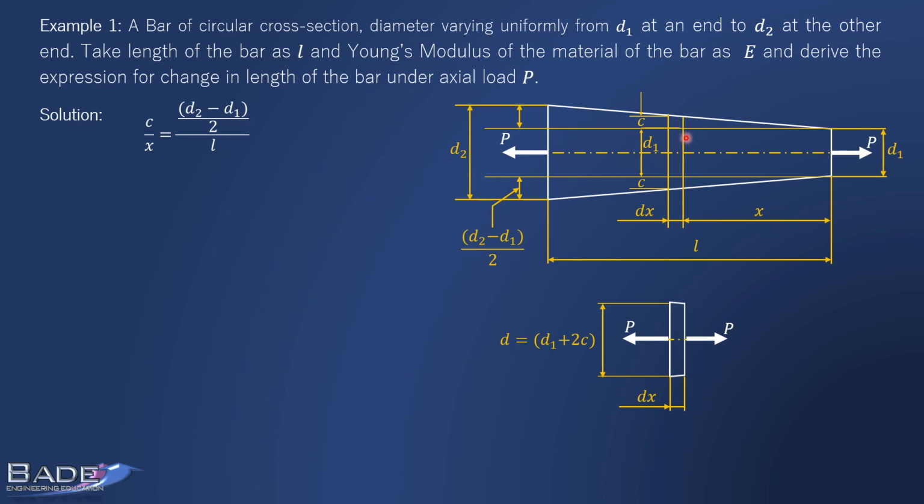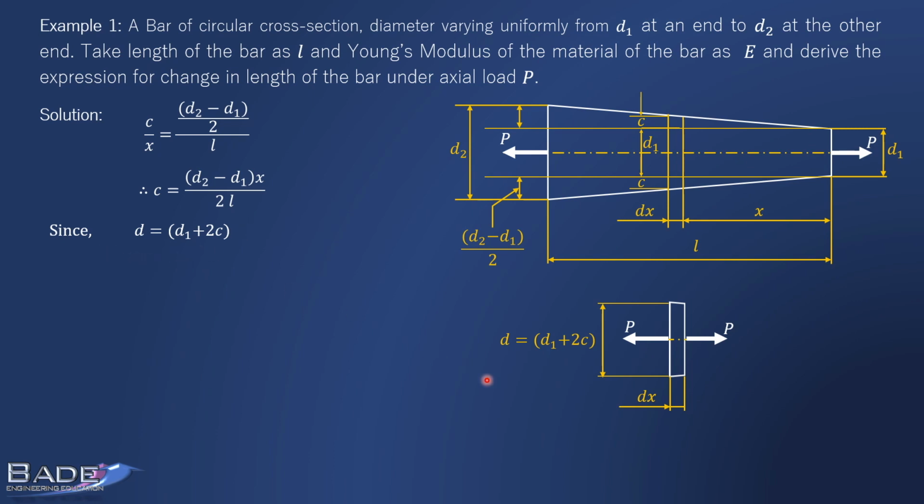So c by x, that is height by base of the smaller triangle, is equal to height by base of the bigger triangle. How much is it? (d2 minus d1) by 2 is the height of the bigger triangle, and L is the base of the bigger triangle. So this is how we have expressed c in terms of x. So c is (d2 minus d1) into x divided by 2L.